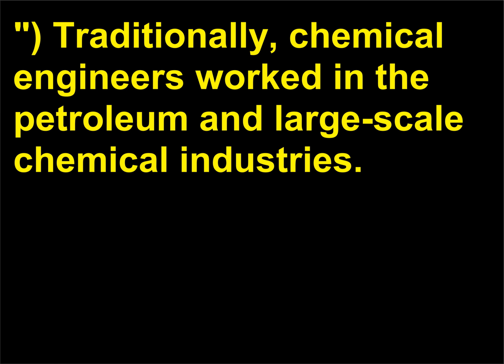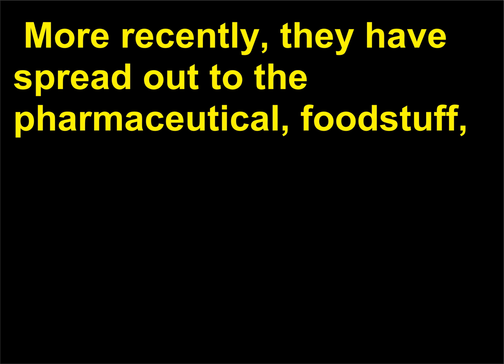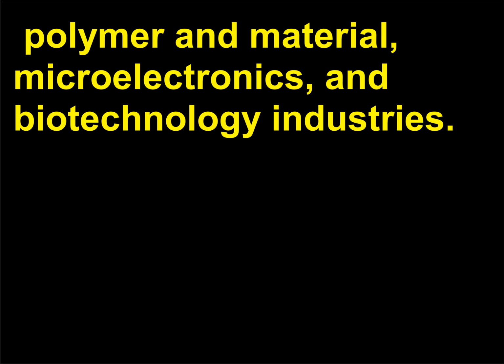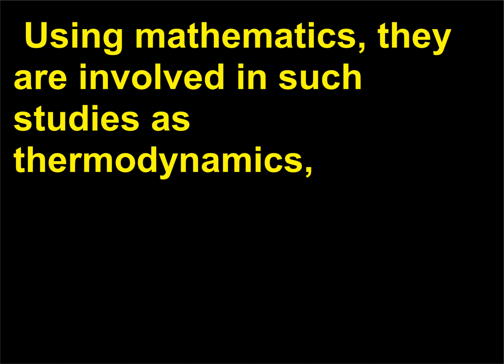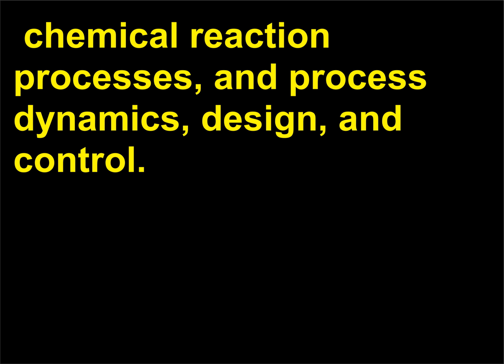Traditionally, chemical engineers worked in the petroleum and large-scale chemical industries. More recently, they have spread out to the pharmaceutical, foodstuff, polymer and material, microelectronics, and biotechnology industries. Using mathematics, they are involved in such studies as thermodynamics, chemical reaction processes, and process dynamics, design and control.